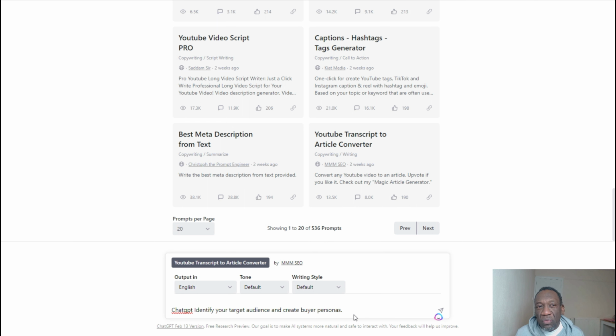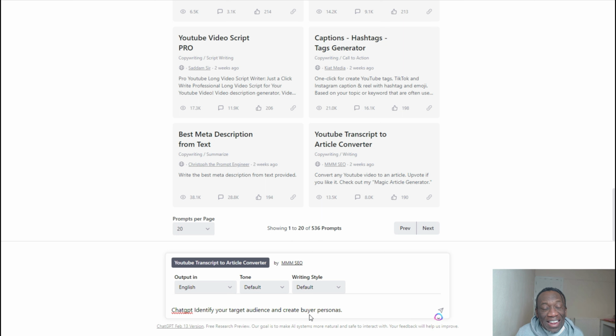Now, this is very useful, I think, for people who might not know who their target audience is, or who know who their target audience is, but want to flesh it out and get more information on it. In this instance, I'm trying to use ChatGPT as an example. I've said to ChatGPT: identify your target audience and create buyer personas. This could be: identify the target audience for people who like chocolate ice cream and create buyer personas. So you could manipulate this particular information any which way you want.